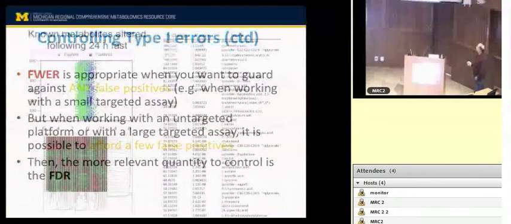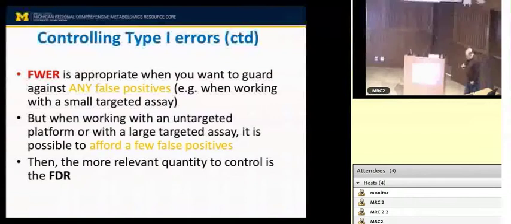Again, the FWER is much, much more conservative. Therefore, if you have a small assay, because you're not doing a large profiling, you may want to guard against any false positives, so you may be much more stringent. On the other hand, with an untargeted platform, or RNA-seq data, or a GWAS study and so forth, there is no way that you can control that quantity. So you're trying to control the expected proportion, and that's where the relevant quantity is FDR. When you read the literature, it's not necessarily that FDR is the default if somebody, for example, is doing a small validation study.